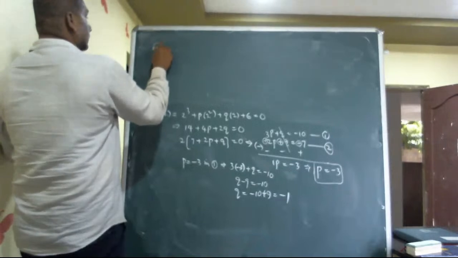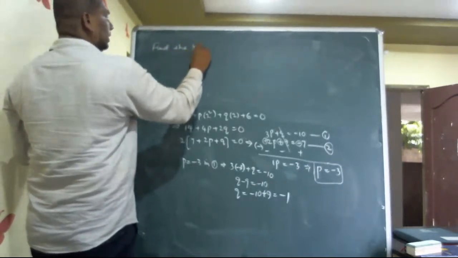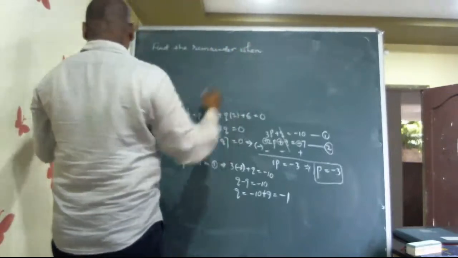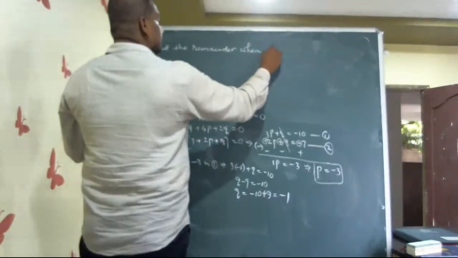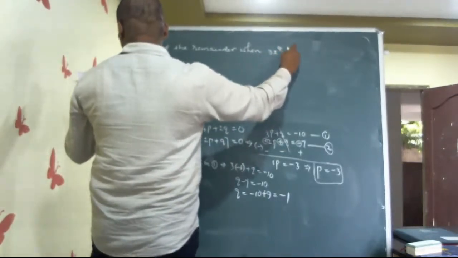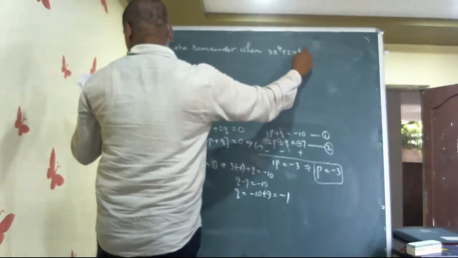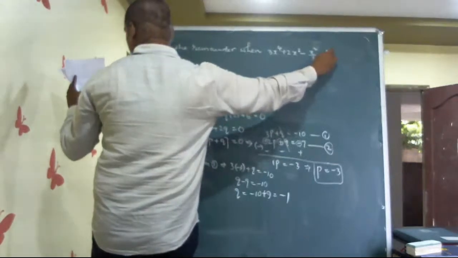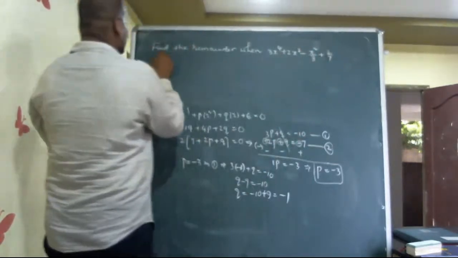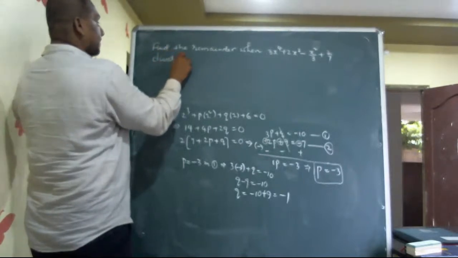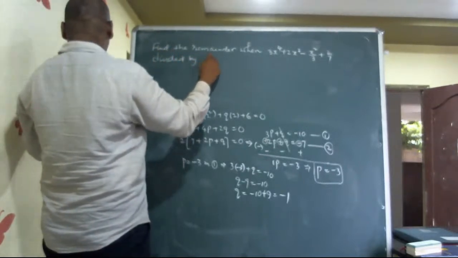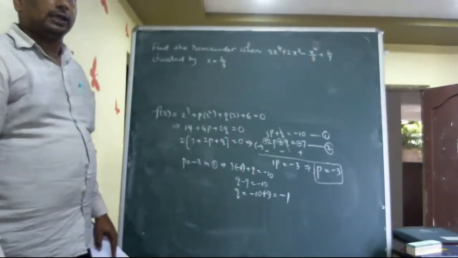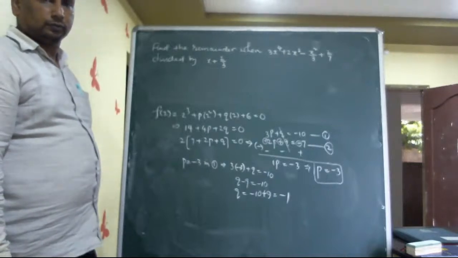Small question. Find the remainder when 3x⁴ + 2x³ − x²/3 + 2/27 is divided by x + 2/3. What is the remainder?